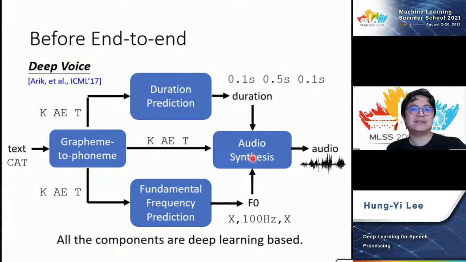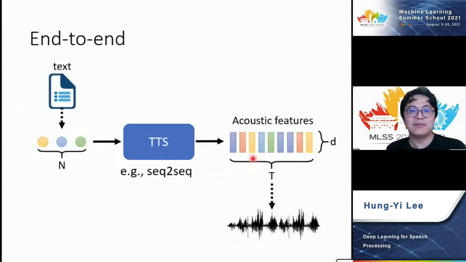For end-to-end speech synthesis, the most popular model, I think, is Tacotron. But before we talk about Tacotron, there's something I need to talk about. So in speech synthesis, the input is text sequence. The output is acoustic features.